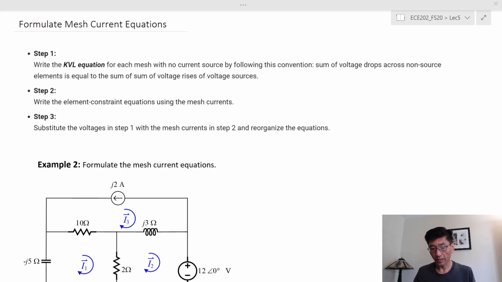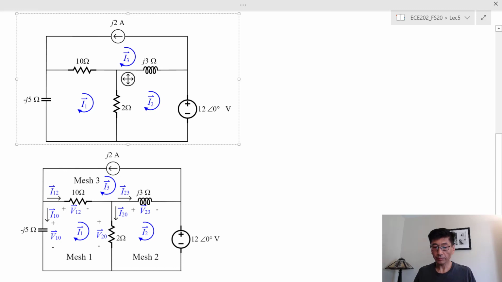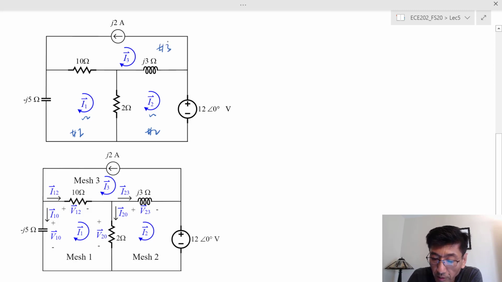So let's look at an example and see how this really works. Hopefully that will make sense quickly. And so I have the circuit, the same circuit I actually used before, but here we do the mesh current analysis. We're trying to find the three mesh currents. I already labeled these: I sub 1, I sub 1, I sub 2. So these are three meshes. This is mesh 1, this is mesh 2, and this is mesh number 3. So I have three meshes, and I try to find the three mesh currents.